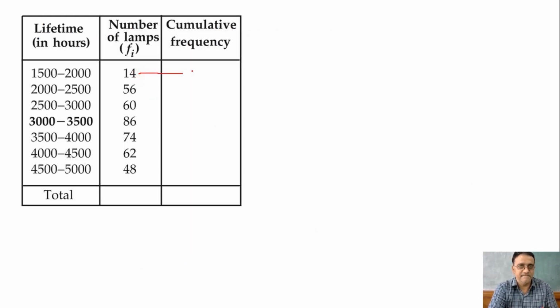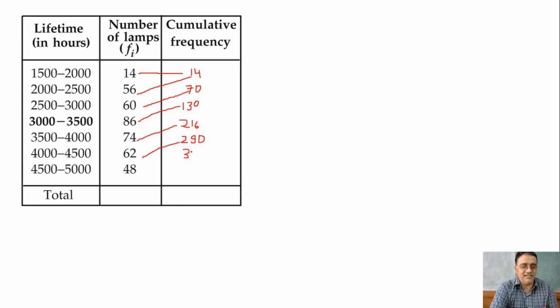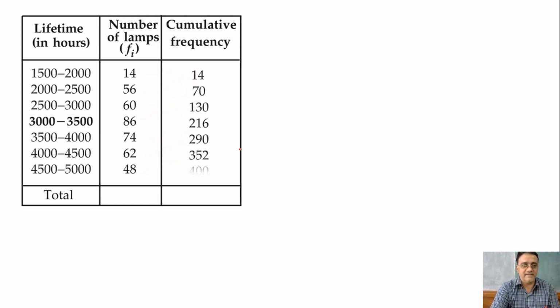So first cf 14, next 70, next cf 130, next cf 216, next 290, right, next 352, the last one 400, right. In dono ko add karenge, yahan pe likhenge 400, okay. So we got the total frequency 400, already it is given. So 14, 70, 130, 216, 290, 352, 400.